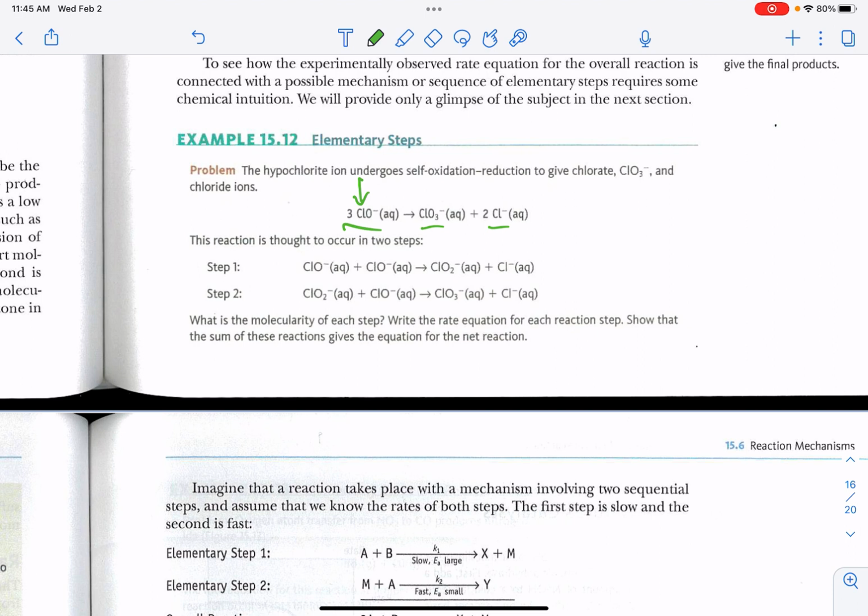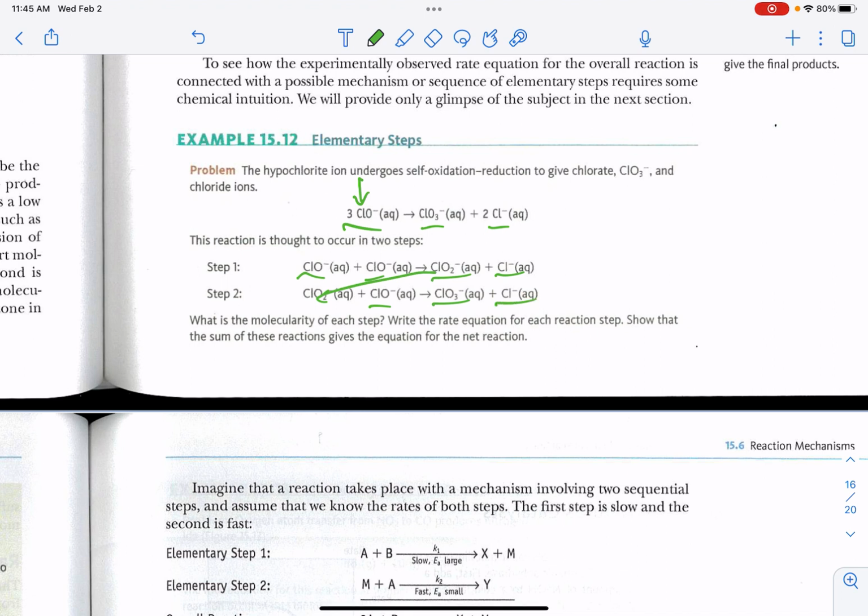So we begin with one hypochlorite striking another hypochlorite to produce the chlorite ion and a chloride ion. And then my chlorite ion striking my other hypochlorite to produce my chlorate and my chloride.